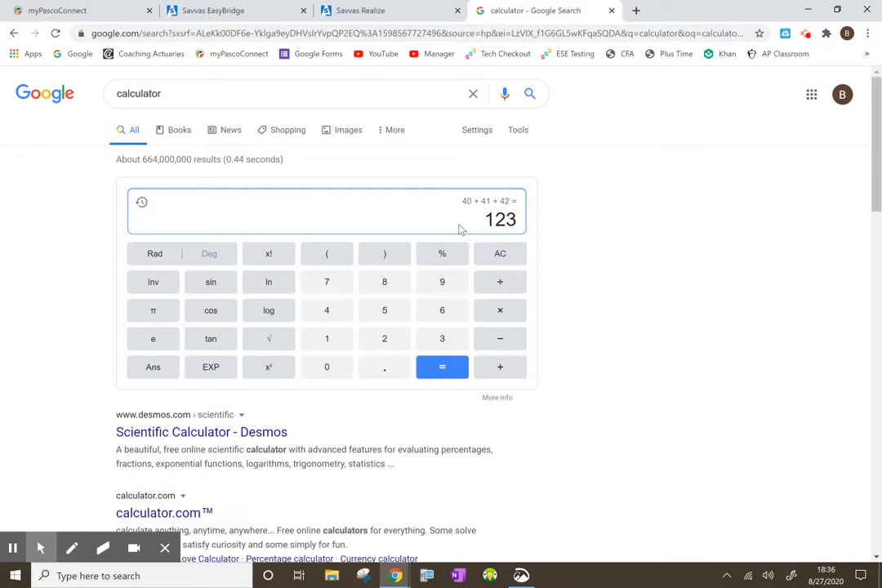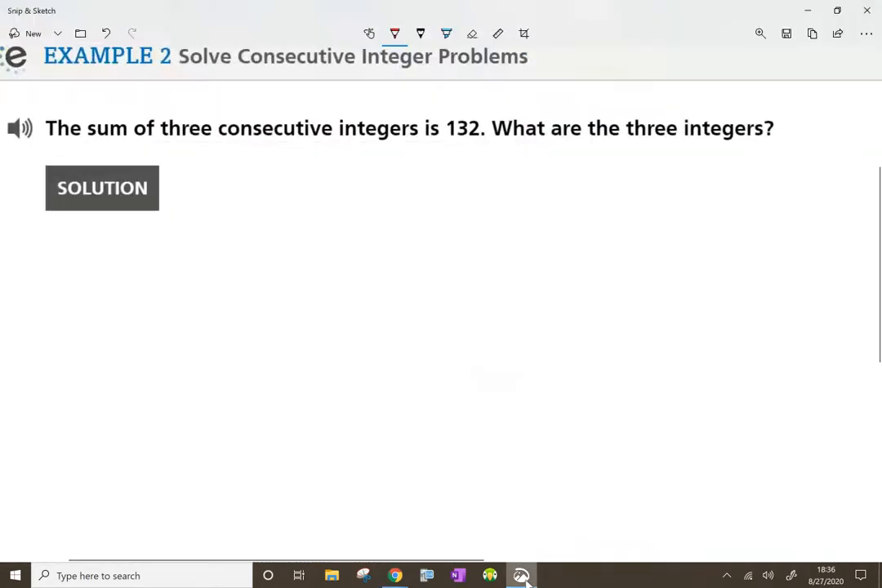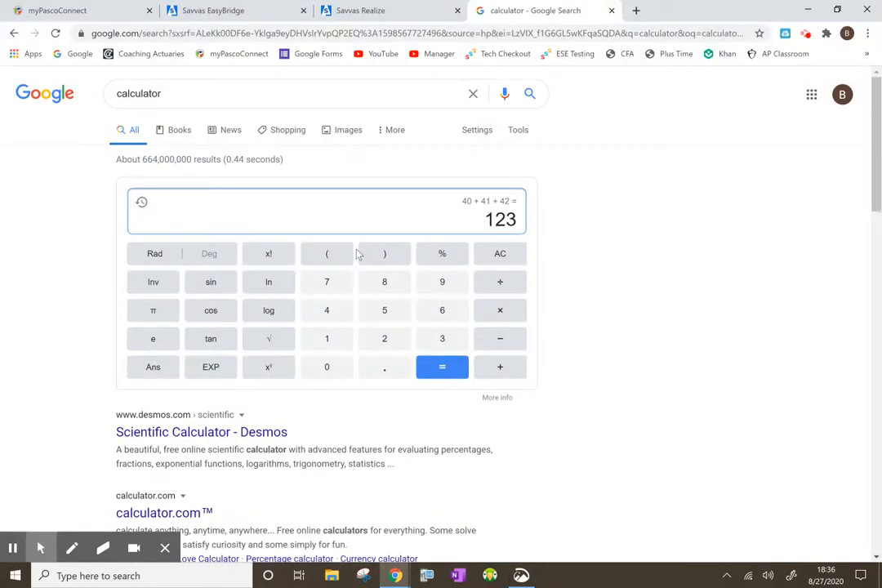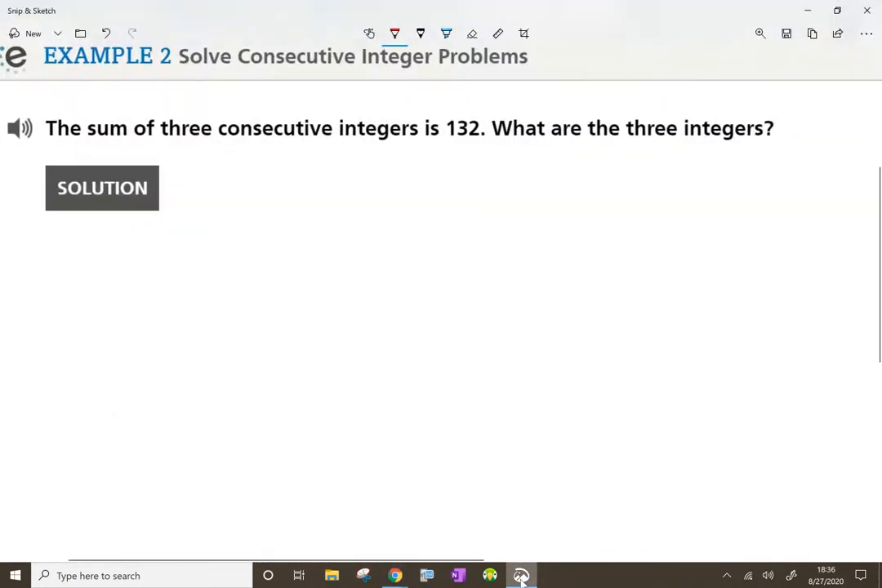123. Oh, wait, did I need 132 or 123? I think I might have miscounted there. What does it say? Oh, it says it wants 132. Okay, my bad. I thought I wanted 123 for a second. Again, the wrong number. So maybe I do need to go the other direction. So let's try 43 plus 44 plus 45. Again, 3 consecutive numbers all added together, and those equal 132. So I've already found my answer: 43, 44, and 45.